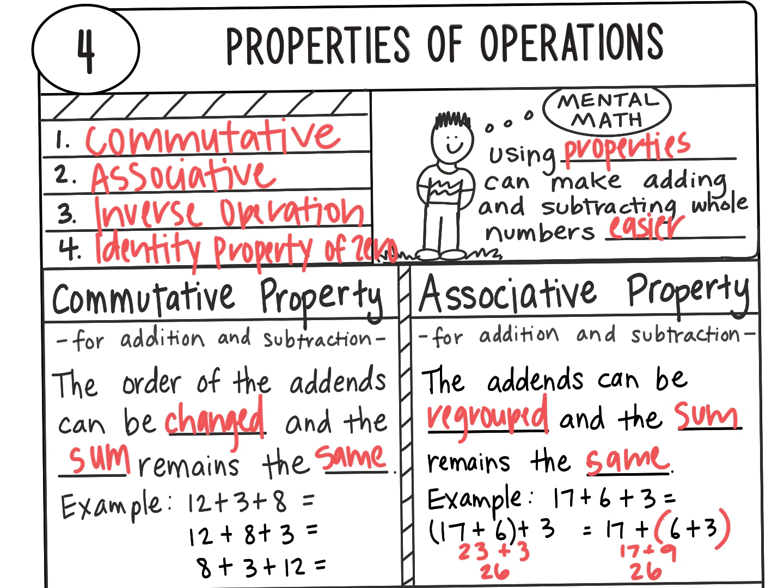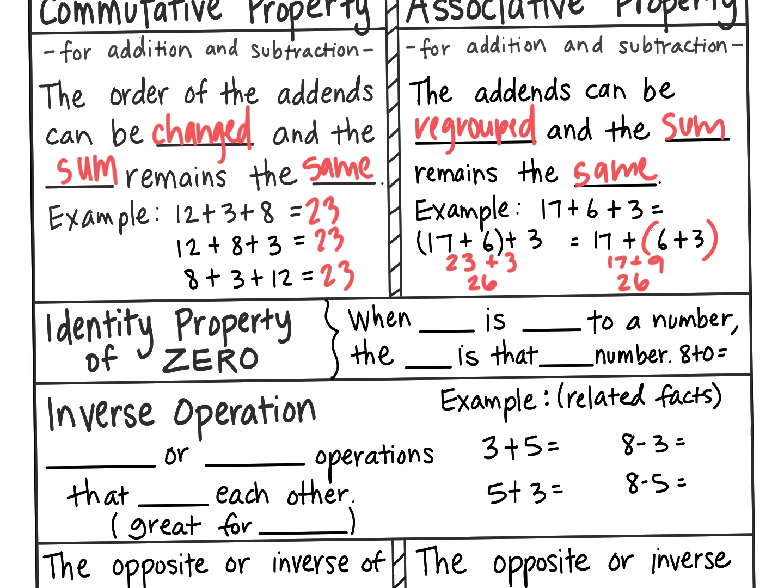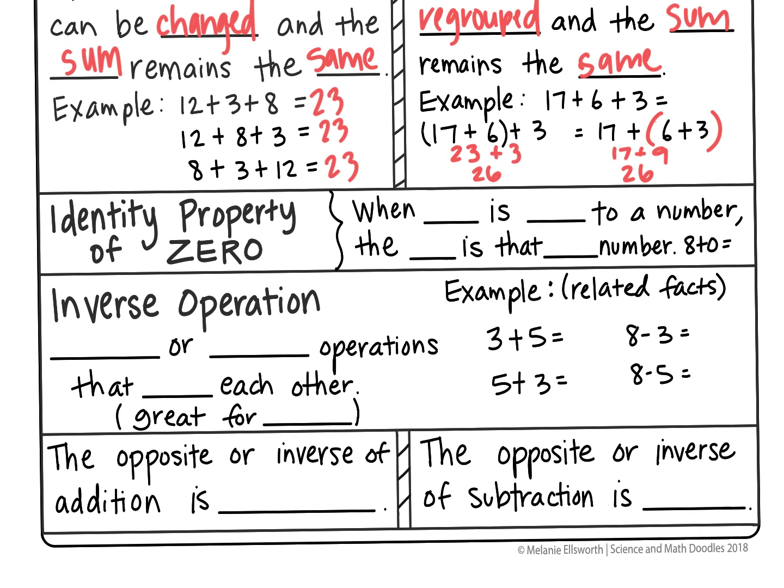Okay? All right. Let's look at the last two examples. Oh, I didn't write in my answers here. These were all 23. We talked about it, but we didn't actually write them down. Okay. I also have two other properties. I have the identity property and I have the inverse operation property.